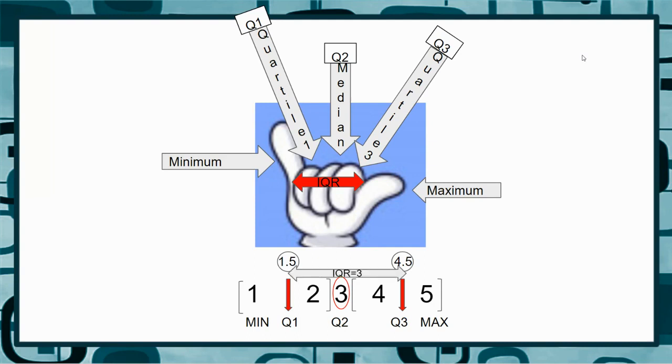Let's take a look at the IQR. The IQR is the spread of the middle 50% of the data. How far is Q1 from Q3? In this case, how far is 1.5 from 4.5? 1.5 is 3 away from 4.5. The IQR is 3. Another way to think about that is Q3 minus Q1 gives you the IQR. So 4.5 minus 1.5 is 3.